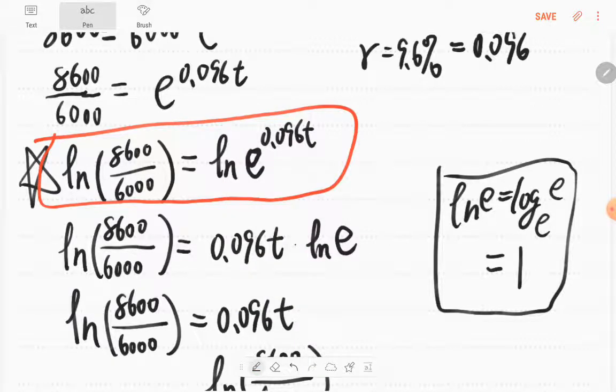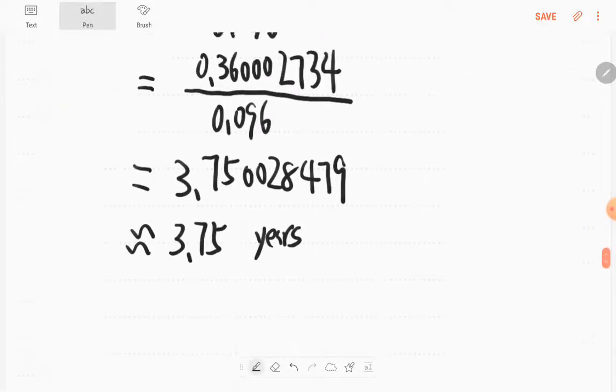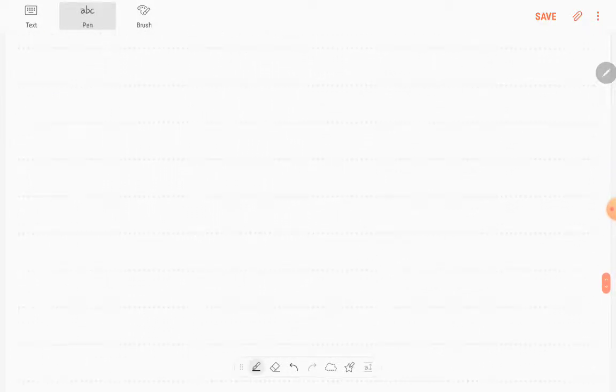So now let's look at the next one. We still use the same technique to solve the exponential equation.